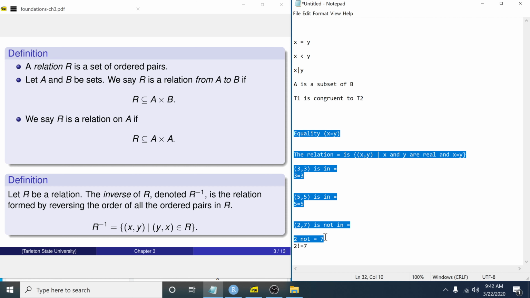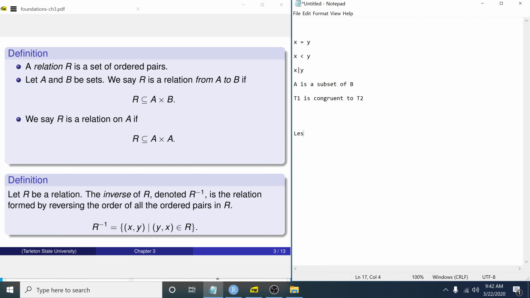Or we could just do one more quick example. Let's talk about less than. So less than, we're looking at x less than y. The less than relation is the set of ordered pairs x comma y, such that, and again, let's say we're talking about real numbers right now, x and y are real and x is less than y. So we would say, for example, 2 comma 5 is in the less than relation. But again, we can simply say 2 is less than 5, right? That's a more efficient way to write that.